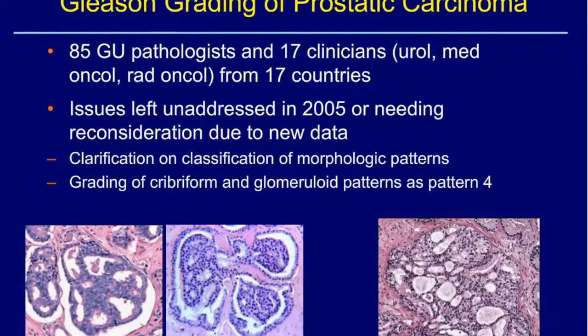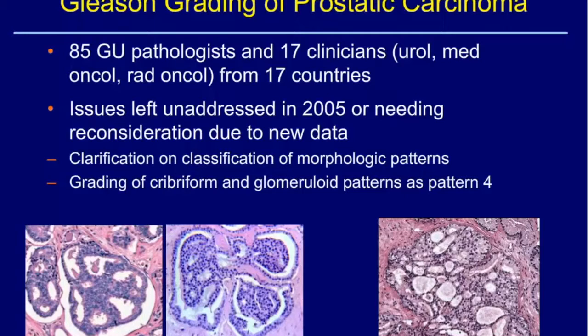Now, there were some things left unsettled, and so the ISUP met again in late October of 2014 to discuss a few more things. In that meeting, there were 85 GU pathologists, and we invited 17 clinicians from across the world to address some of the things that were not addressed very well in the 2005 meeting. There was some clarification on these morphologic patterns and what we do with them and how they behave, particularly when grading cribriform and glomeruloid patterns.